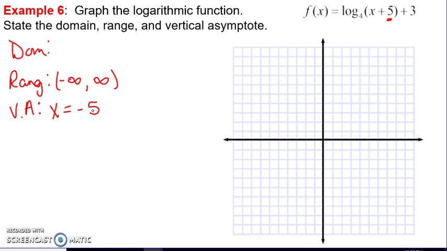So when I'm looking at my domain for this graph, I have to be mindful that I'm going to have to start at negative 5 and carry all the way out to positive infinity, because that's where my vertical asymptote is, as well as I don't have any negatives in front of my logarithm. So at negative 5, 1, 2, here's the asymptote.